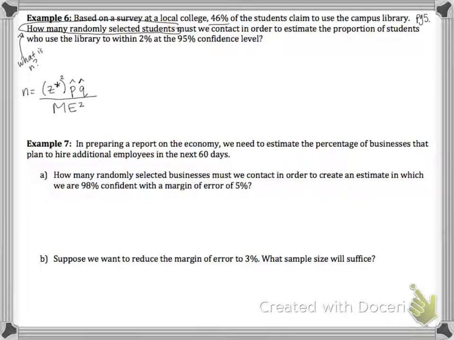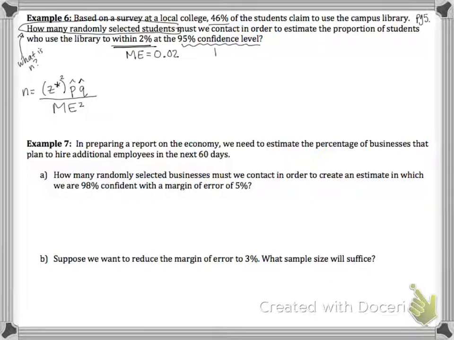It's the critical value squared times the proportion from the sample who say yes times the proportion who say no, all divided by the margin of error squared. So let's keep reading to make sure we have all the information that we need. It says, how many students must we contact in order to estimate the proportion who use the library to within 2% at the 95% confidence level? So whenever somebody says within, they're telling me that my margin of error is this value, 2% or 0.02.